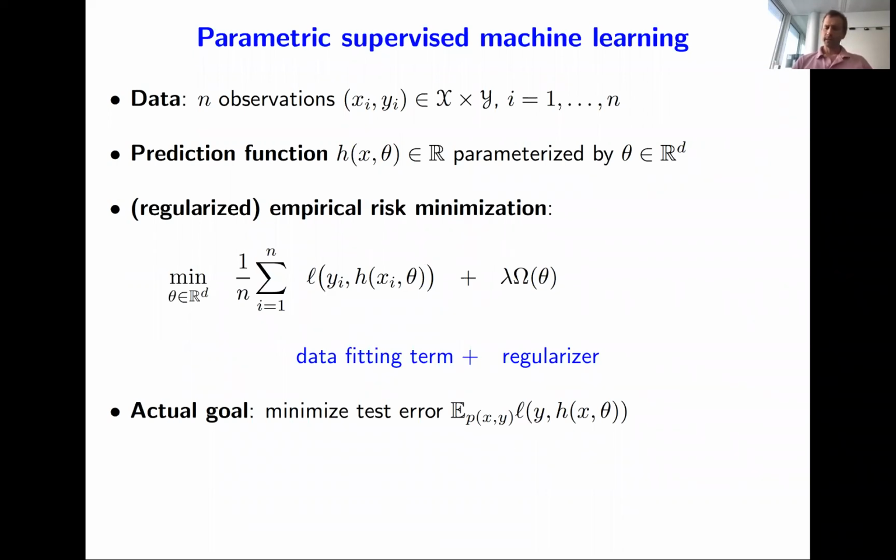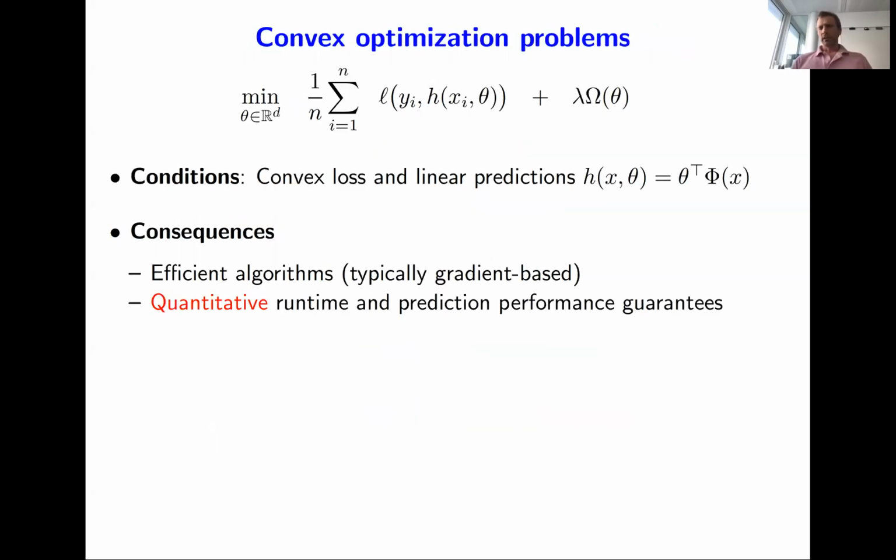Our goal is not to minimize empirical risk. Our goal is to minimize the test risk. All right, so this is a classical parametric supervised learning setup that we're all familiar with. So it's convex in some cases. So the problem is convex. A sufficient condition is that you have linearity in the parameter theta.